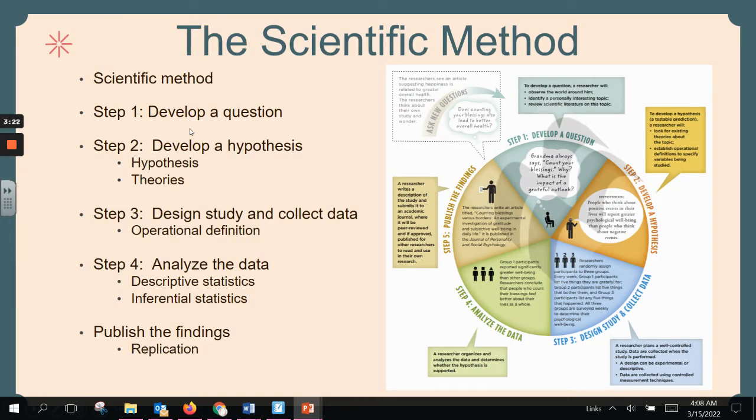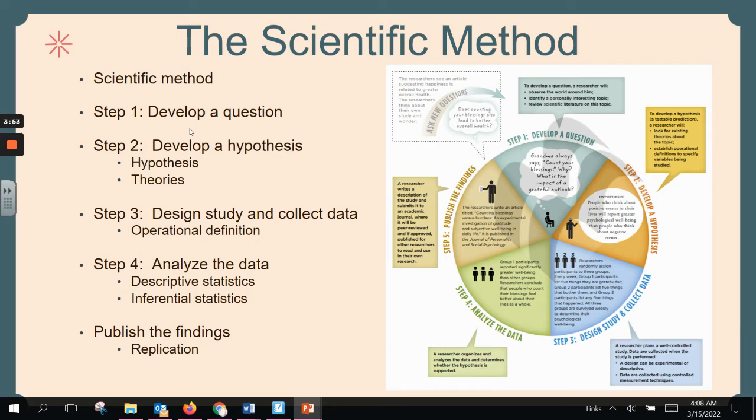So let's talk about the scientific method. And I know you're thinking, oh, we've talked about the scientific method every single year since I was in like third grade. But in order to understand how research is done, we have to talk about the scientific method. The scientific method is just a process that's used to conduct research that includes exploration, critical thinking, and systematic observation. So the first step is to develop a question.